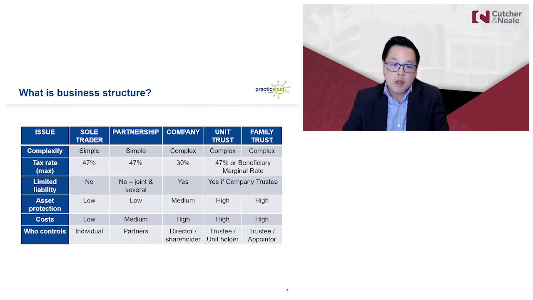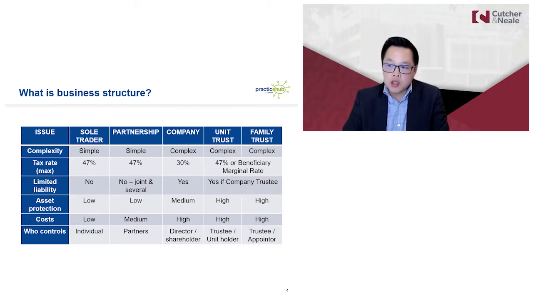Partnerships, we don't see very many partnership structures for the simple reason in terms of asset protection, because you're jointly and severally liable if you look at that limited liability column there. So basically, if you're in a partnership with another doctor, a true partnership, you can be liable for the actions of the other doctor, which is not really the situation you want to be in. We don't actually have any partnerships in our client base at Cutcher Neale anymore.